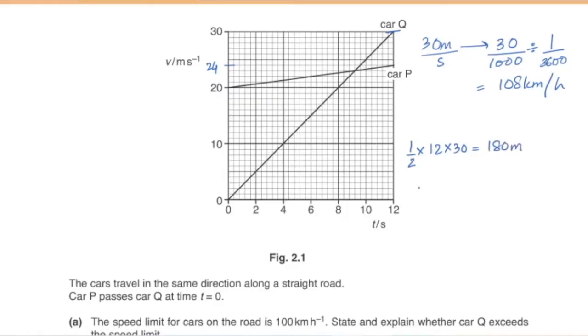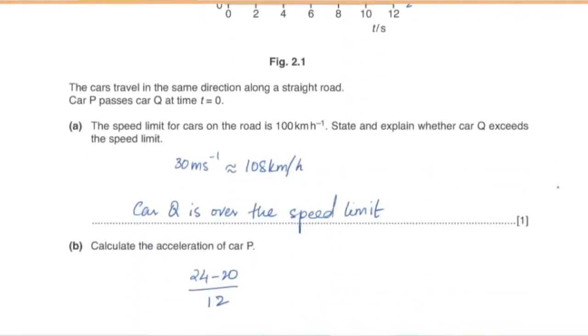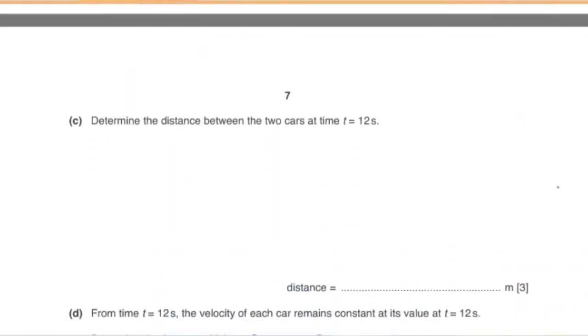180 meters. Car P has covered a distance of half into height into the sum of parallel sides, since the area under the graph of car P is a trapezium. So this is 20 plus 24. This leaves us with 264 meters. So car P has covered a distance of 264 meters at t equals 12 seconds, and car Q has covered a distance of 180 meters. So the difference is going to be: car Q is 180 meters, car P is 264 meters. Difference in distance is going to be 84 meters.